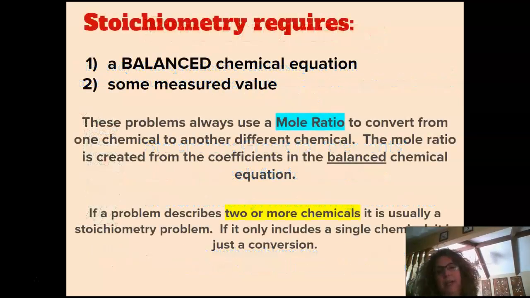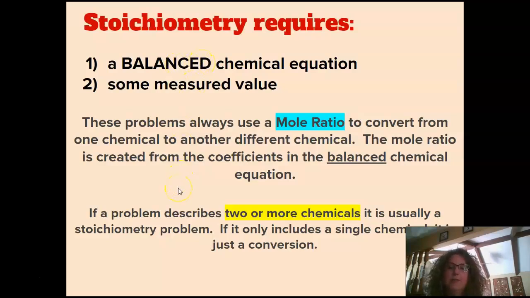For stoichiometry, you're going to have two things. You're going to have a balanced chemical equation, and you're going to have some measured values given to you. This week we're going to focus on what we call the mole ratio. This is the same ratio that we looked at when we did balancing chemical equations. These are going to be the coefficient ratio, and they can represent molecules or they can represent moles. The mole ratio comes from the balanced equation that you're going to have to write first.